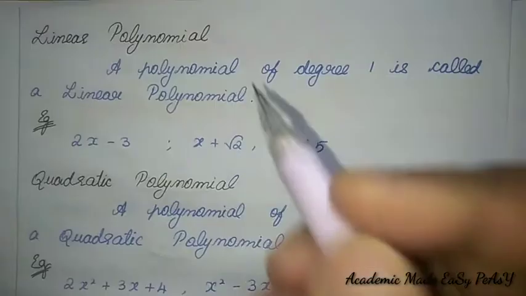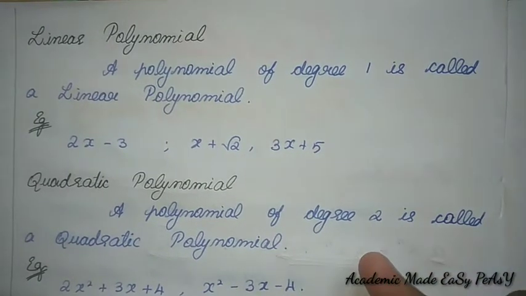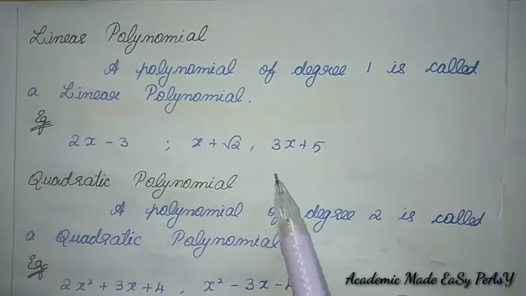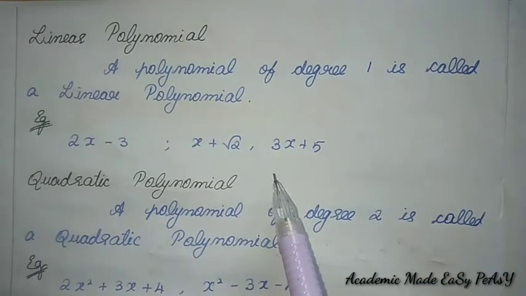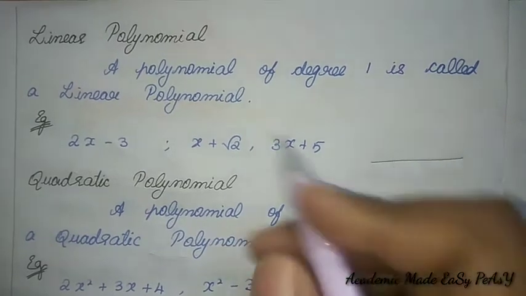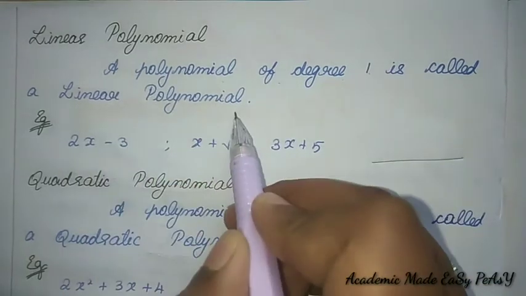That's it. Next, we will be learning about linear, quadratic and cubic polynomials. First, a linear polynomial means the highest degree will be 1. Then it is called linear. Linear means what? 1, isn't it? So that is what linear is. A polynomial of degree 1 is called a linear polynomial.